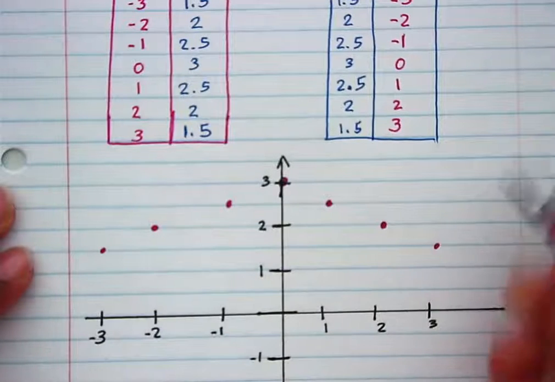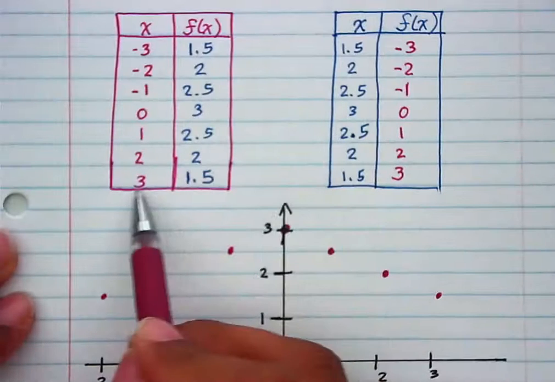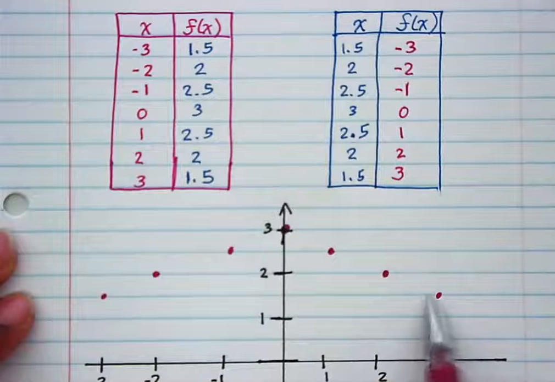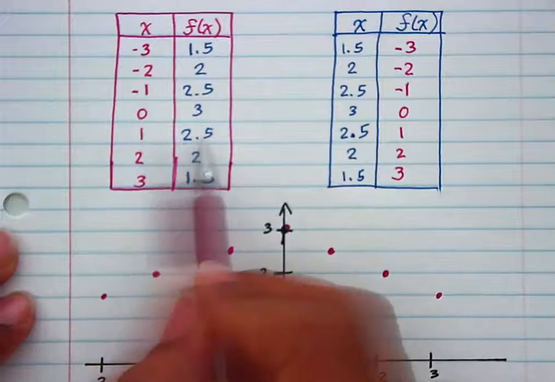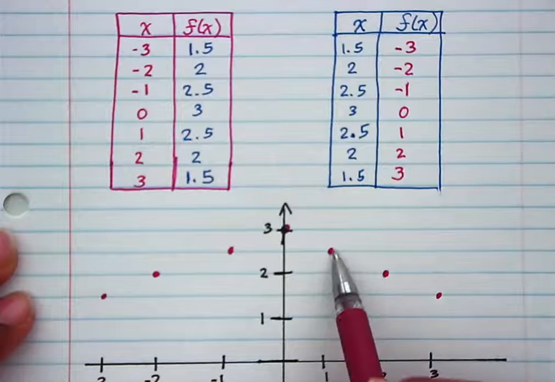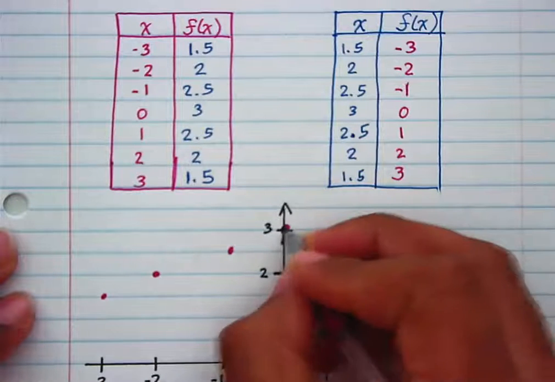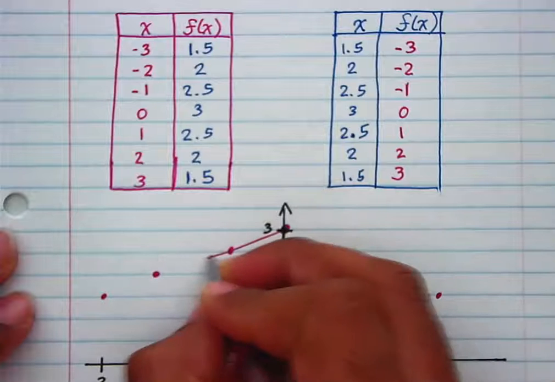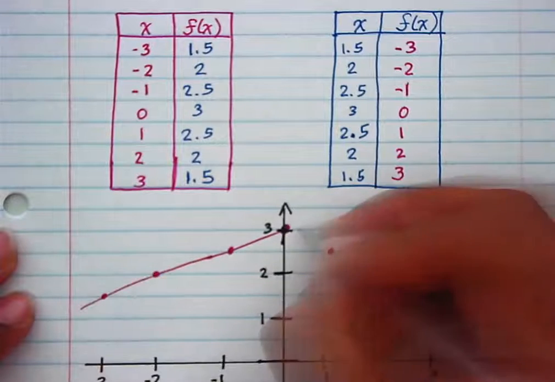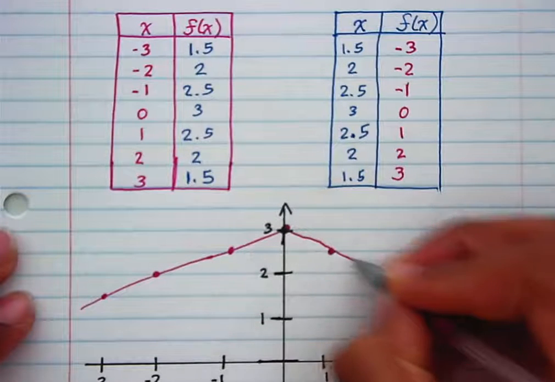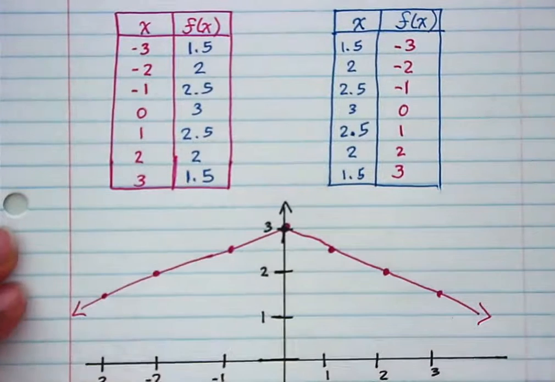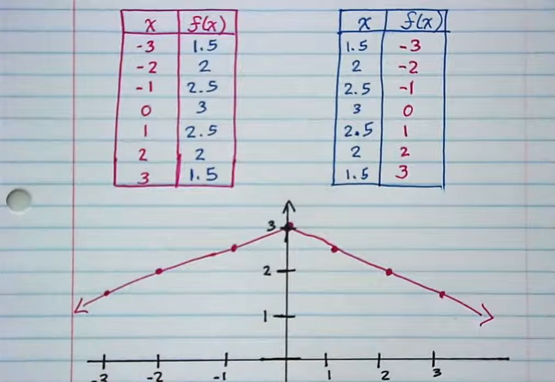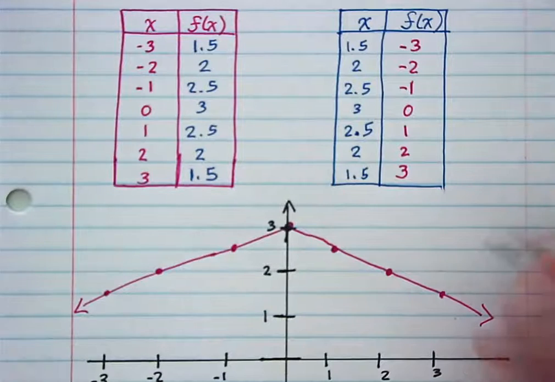And again, all we did was just graph what was on the table. So 3 and 1.5, so over 3, up 1.5. 2, 2: we went over 2, up 2. 1, 2.5: over 1, up 2.5. And we did all those points in the table. And then we connect them. Okay, good, easy, not hard. We got this. All right, so that is our original function. So let's label that as f of x.